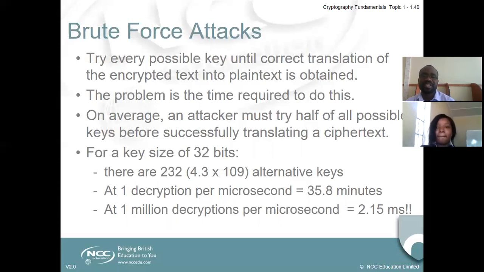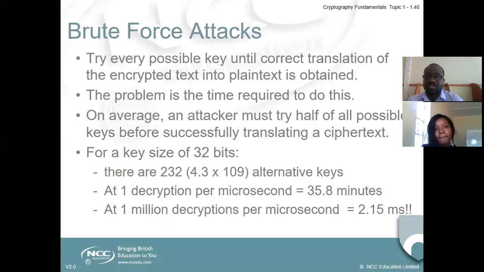Try every possible key until a correct translation of the encrypted text into plain text is obtained. The problem is the time required to do this. On average, an attacker must try half of all possible keys before successfully translating a ciphertext. For a key size of 32 bits, there are 2^32, which is 4.3 × 10^9 alternative keys.